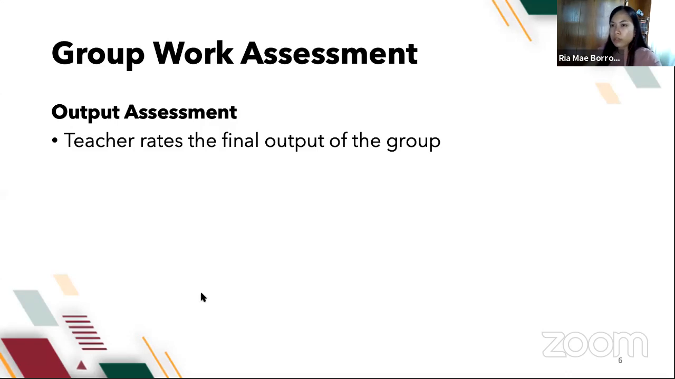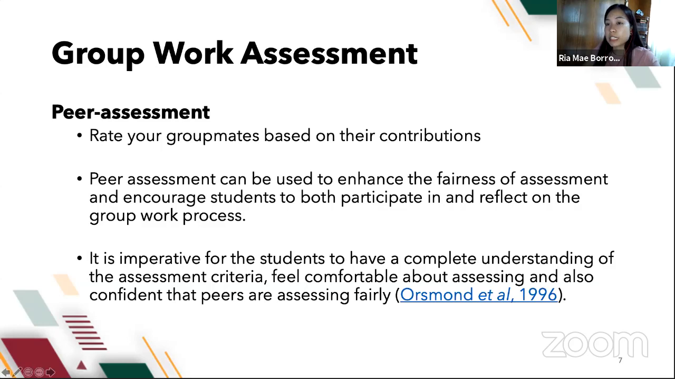So that's one way. However, we can also do peer assessment, that we rate our group mates based on their contributions. Peer assessment can be used to enhance the fairness of assessment and encourage students to both participate in and reflect on the group work process. So in the group, we ask the students to rate their group mates. It is imperative for the students to have a complete understanding of the assessment criteria. Yes, this is really very important. They should feel comfortable about assessing and also confident that peers are assessing fairly. So this is a matter of communicating to our students the assessment criteria. We have to teach them how to assess each other.